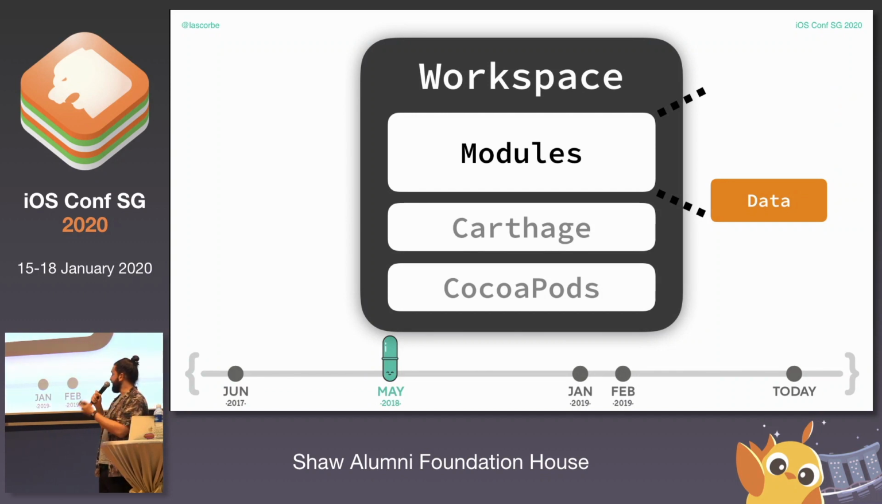And we started with the data layer because it was the easier one. We just had to move all the data models to the outside, which are decoupled from the rest of the code. So it was a quick win.